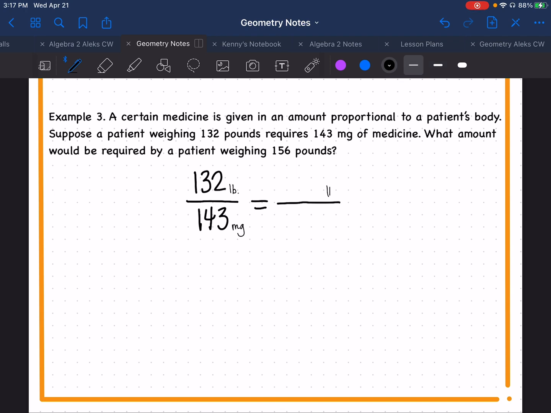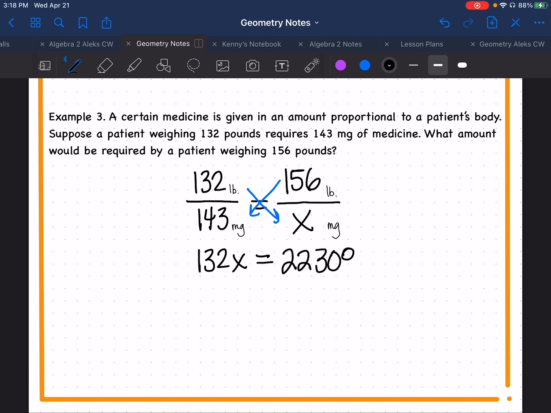All right, what amount would be required for a patient weighing 156 pounds? Well, I know that the pounds go here and the milligrams go there. So the 156 goes on top. X goes here because that's what they're asking me to find, and I'm going to cross multiply. 132 times X is 132X, and 143 times 156 is 22,308. I'm going to divide that by 132, and I get an answer of 169, and my units are right here, milligrams.